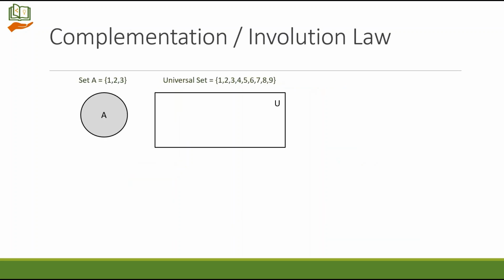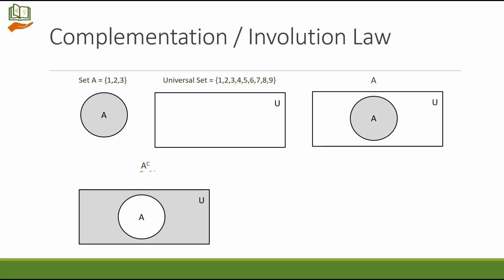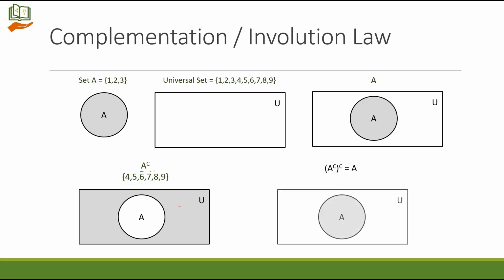Next is the complementation law. This is also called the involution law. We have taken two sets, A and the universal set. We will place A inside the universal set. So what will be available in A's complement? Anything except 1, 2, 3 will be included in A's complement, so 4, 5, 6, 7, 8, 9 will be included. The complement of A's complement will again give you A. This shaded region will get reversed back to A again.